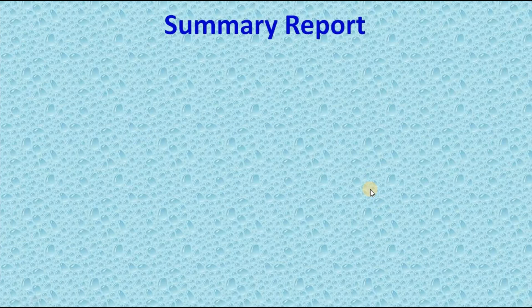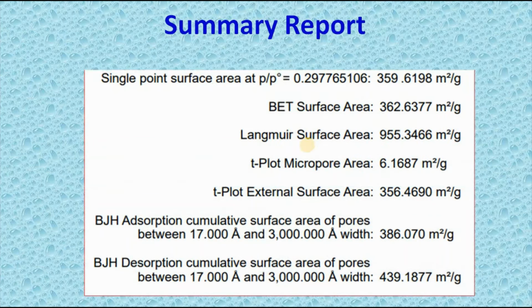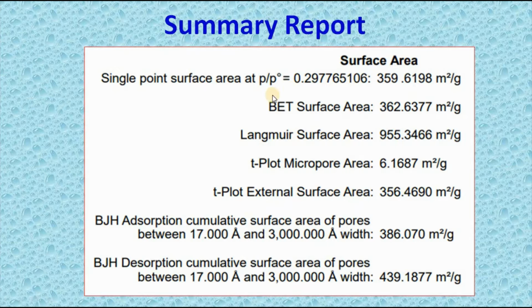And then it also produces a summary report, which is surface area: single point surface area, BET surface area, which is the real surface area of the sample, Langmuir surface area, t-plot micropore area, then BJH adsorption cumulative surface area of pores between 17 angstrom and 3000 angstrom width, and also BJH desorption surface area.